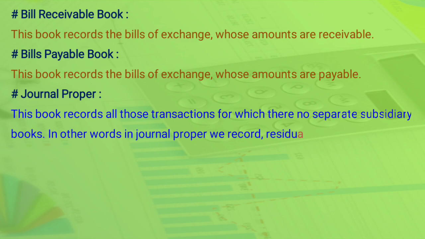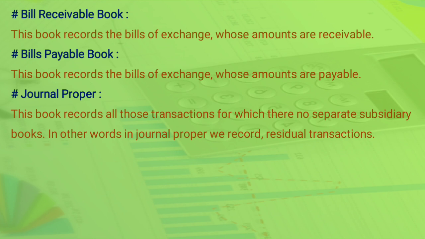So in bills receivable book, we used to record all the data related to bills. This book records the bills of exchange whose amounts are receivable, because we have earlier seen bills receivable and bills payable. These are also a kind of instrument which we use in business organizations as our promising words.